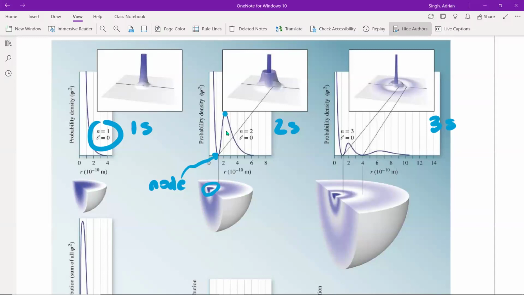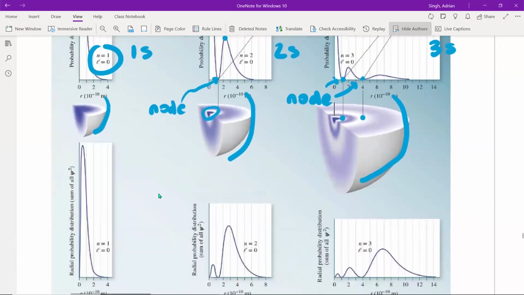And then for the 3s, we can see now there are actually 2 nodes corresponding to these 2 regions. And obviously now you have an orbital that's a lot bigger than the 2s and the 1s as we go across. What's even more helpful is the radial probability distribution.